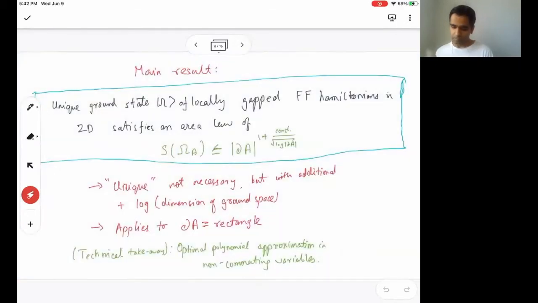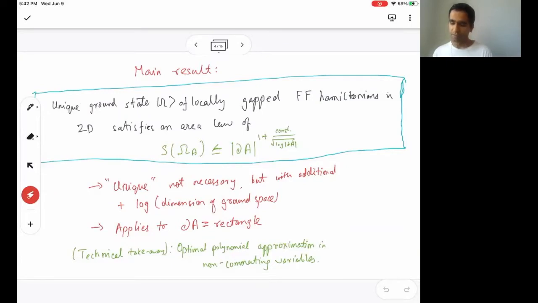So the main result that I'll talk about is that the unique ground state of a locally gapped frustration-free Hamiltonian on a 2D lattice, the picture that we've seen so far, satisfies an area law in the following fashion. It's the area with some very tiny correction that goes to 0.